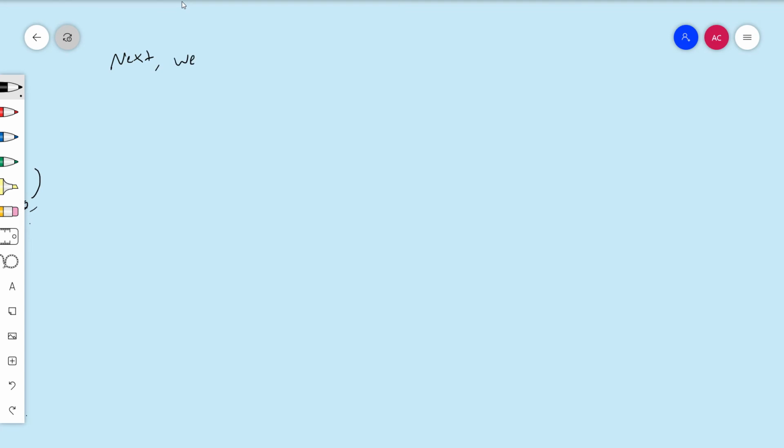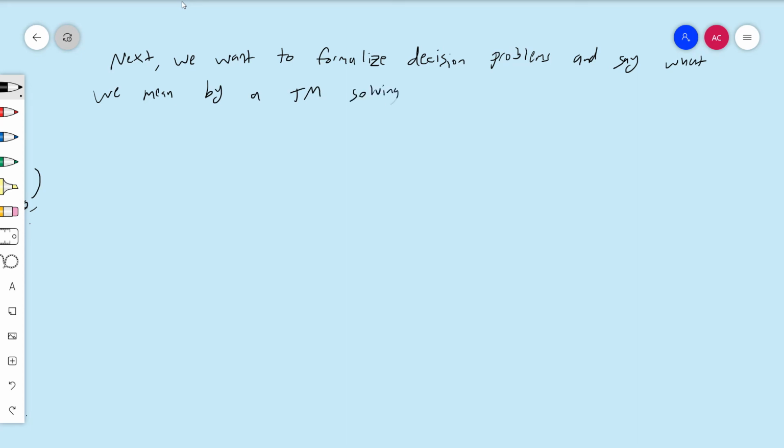Next we want to formalize decision problems and say what we mean by a Turing machine solving it, or deciding it.